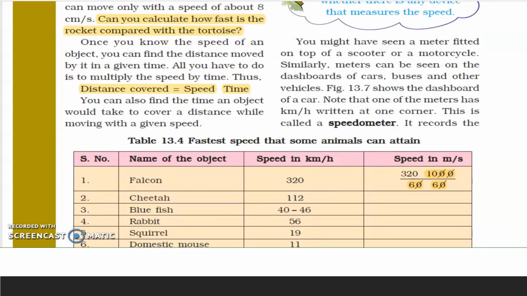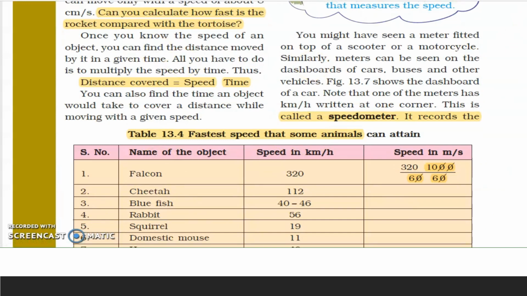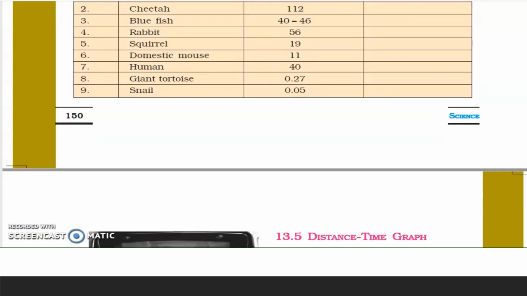Now, how can we measure speed in our vehicles? You might have seen a meter fitted on the top of a scooter or motorcycle. Similarly, meters can be seen on the dashboards of cars, buses, and other vehicles. Note that one of the meters has kilometer per hour written in one corner. This is called a speedometer. A speedometer in a vehicle helps to measure the speed of the vehicle.